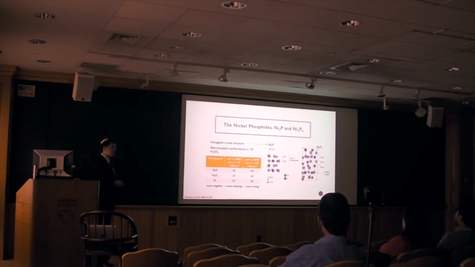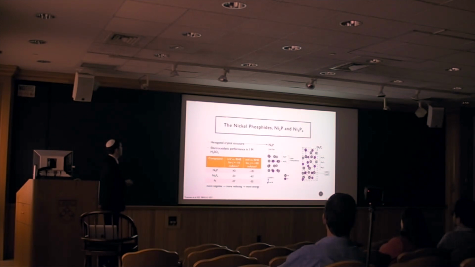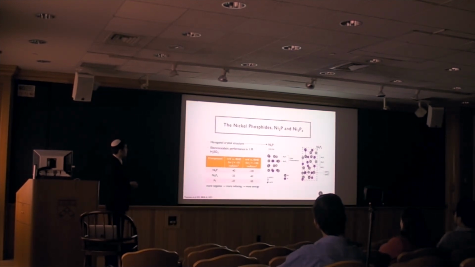So a little primer on the materials that I'll be talking about today. The first are nickel 2P and nickel 5P4. So these are 2 different nickel phosphides with different compositions in their bulk. And they both have a hexagonal crystal structure. And so you can see the crystal structure right here for nickel 2P. You see that this dashed line is the unit cell. And so this repeats in all directions.